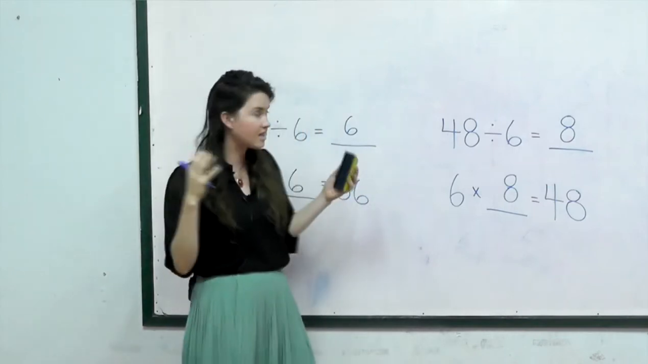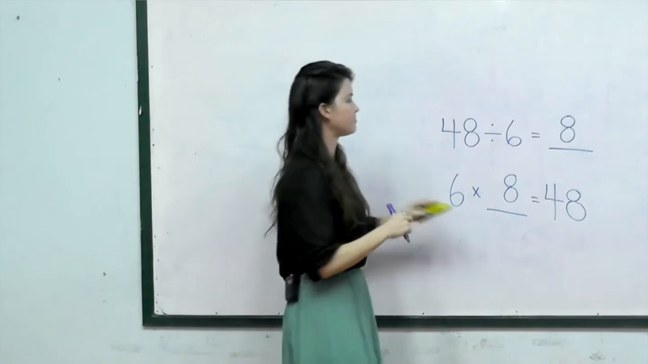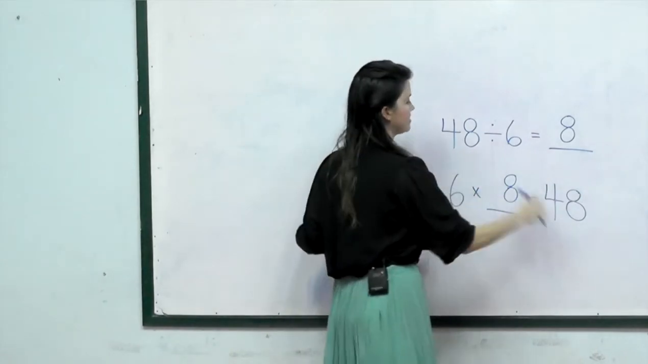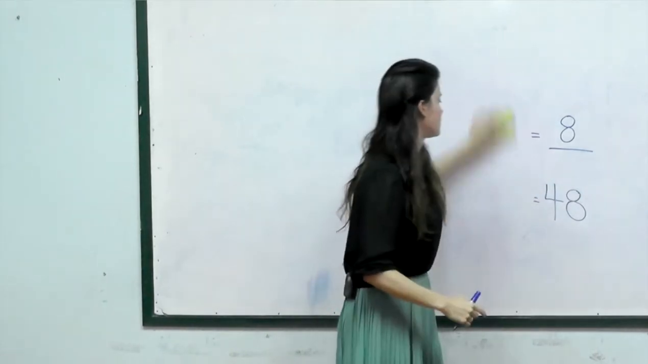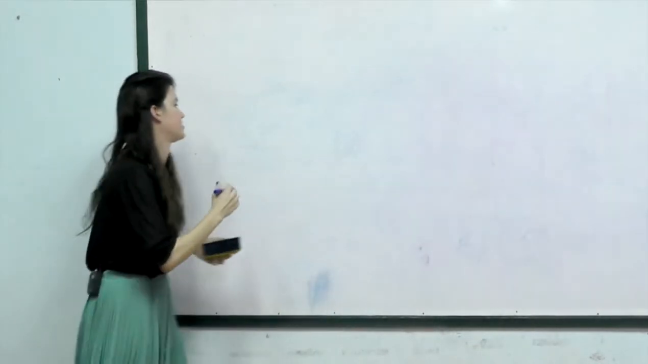But if that's a little tricky, and sometimes division can be tricky, we just switch that around to make a multiplication problem with our biggest number last. So let's do a couple more together, and then we're going to give some friends a chance to come on up and try on their own.